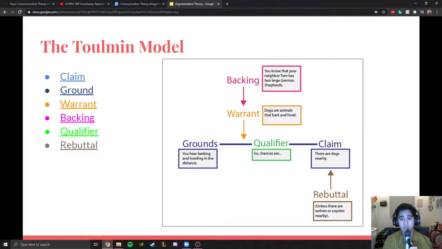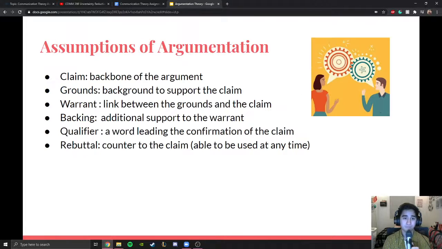The warrant is that dogs are animals that bark and howl. The backing is that you know that your neighbor Tom has two large German shepherds. And the qualifier is kind of the mediator between it. So chances are that there are dogs nearby. And the rebuttal is something to counter the claim, which is unless wolves or coyotes are nearby in this case. And the assumptions of argumentation are exactly what I just explained.